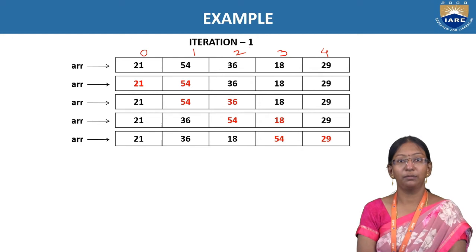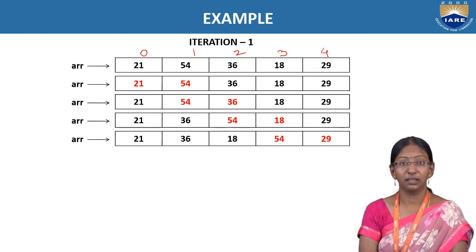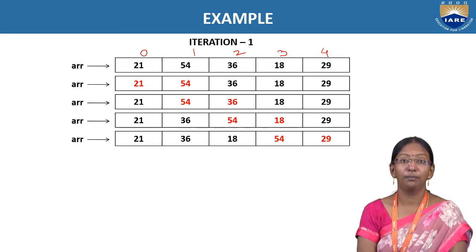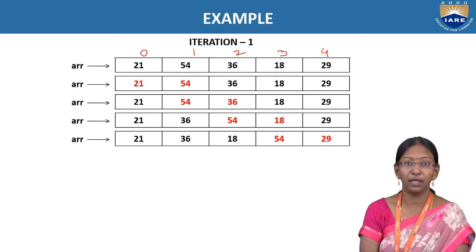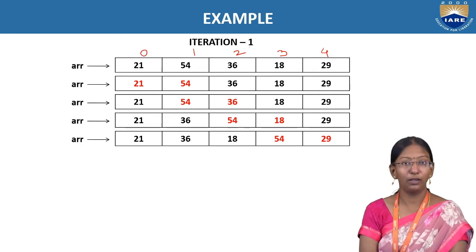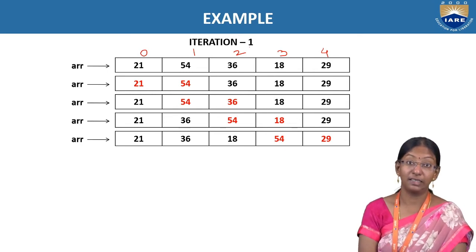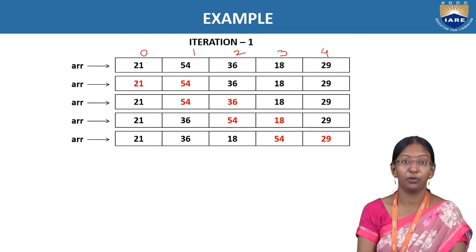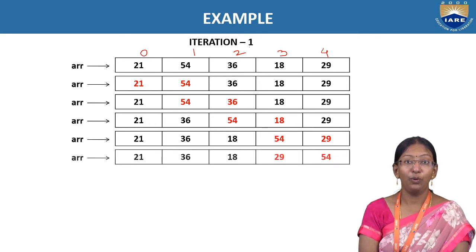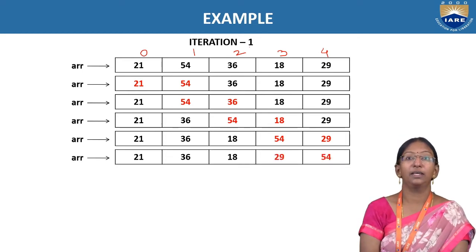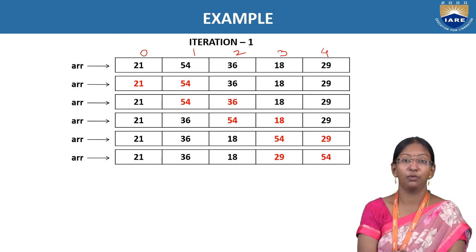Now the current element is at index value 3, and the next element is at index value 4. Compare these two. Again, a violation of the rule. 54 is greater than 29. Swap them. Once you swap it, you are going to get this list: 21, 36, 18, 29, 54.